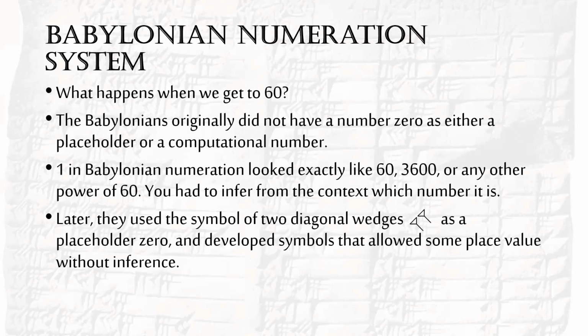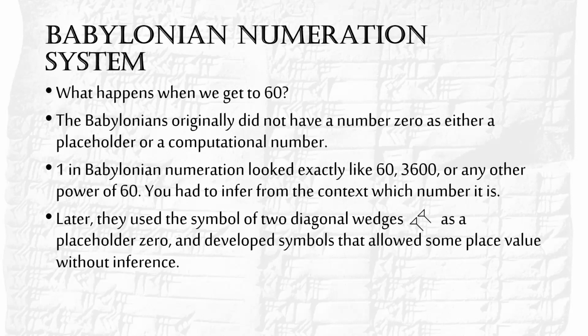So if you saw 1 vertical wedge, that could be 1, or it could be 60, or it could be 3,600. It's not clear what it is. So you have to kind of look at the context. So if the context is like how many sheep your neighbor sold you, your neighbor probably did not sell you 3,600 sheep unless your neighbor's very rich. Okay. However, if it's tribute that was being paid to the king, it's definitely not going to be 60 or 1. Okay. It's going to be 3,600. So you see how it is. You had to kind of infer from the context.